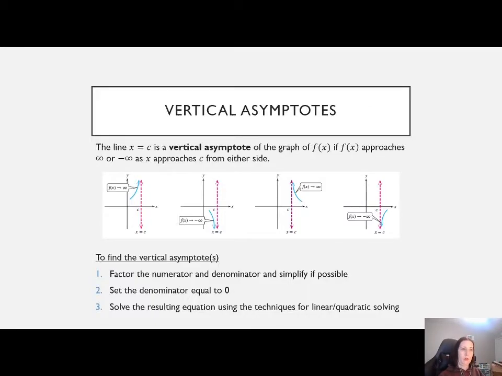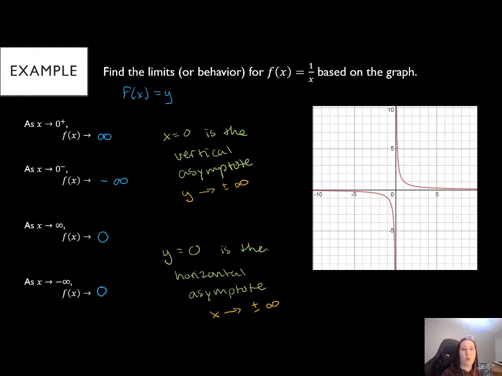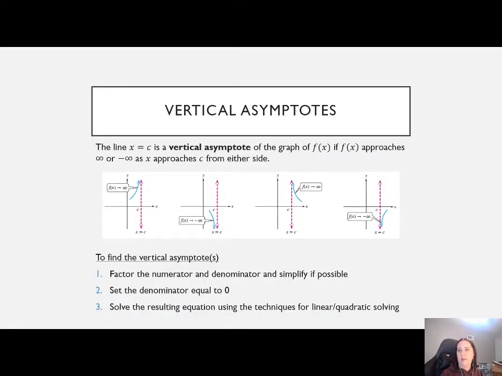So vertical asymptotes, here's the official definition. The line x equals c, where c is just a constant, is a vertical asymptote of the graph of f of x if f of x approaches infinity or negative infinity as x approaches c from either side. So this matches what I wrote here as y goes to infinity or negative infinity. It's a vertical asymptote, whatever that number is. So we've got some examples here of what it can look like, just so you have visually what that vertical asymptote means from various sides.